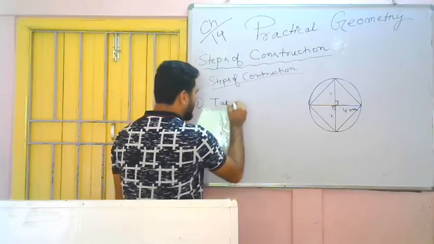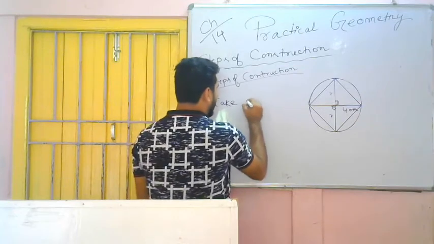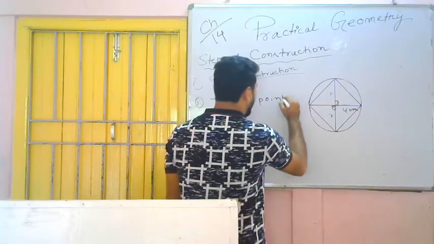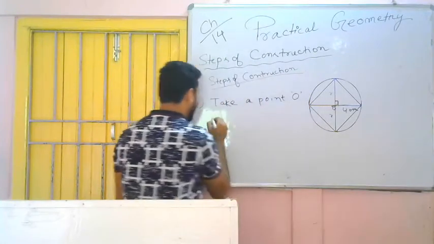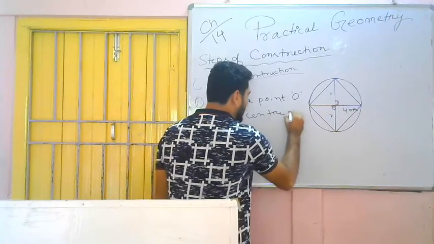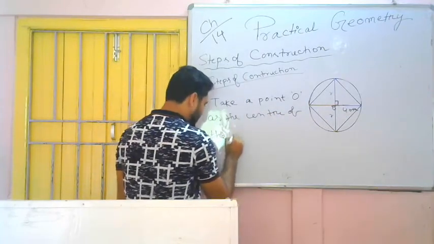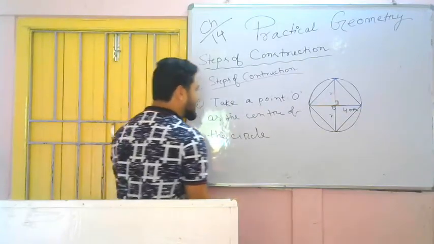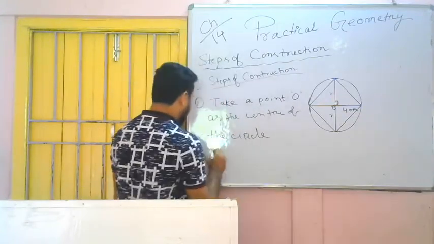Take a point O as the center of the circle. Take a point O as the center of the circle, full stop.